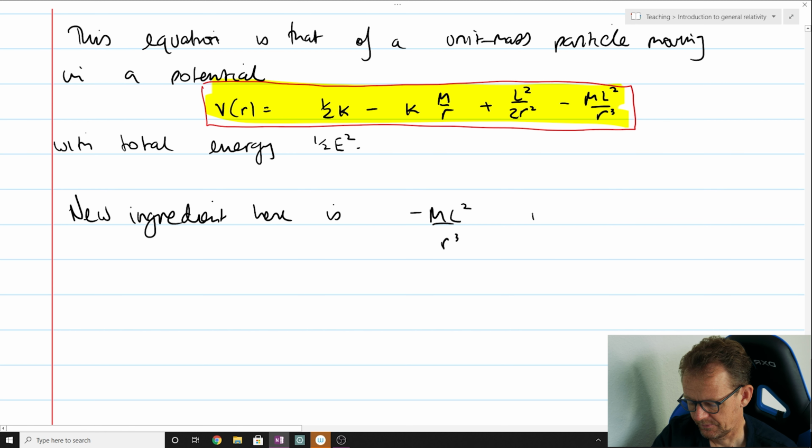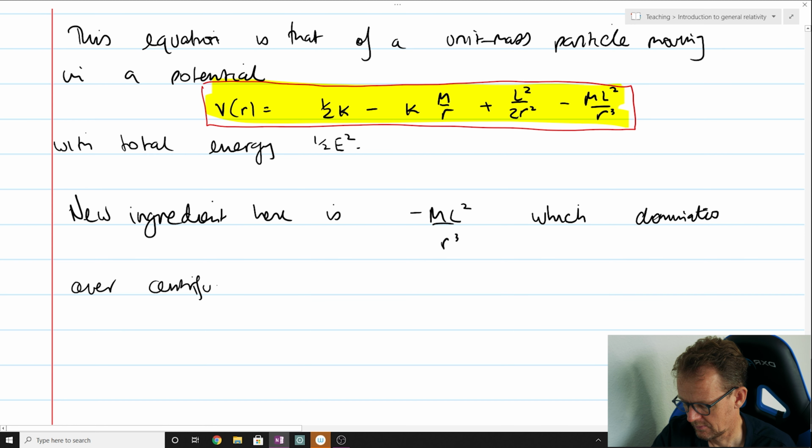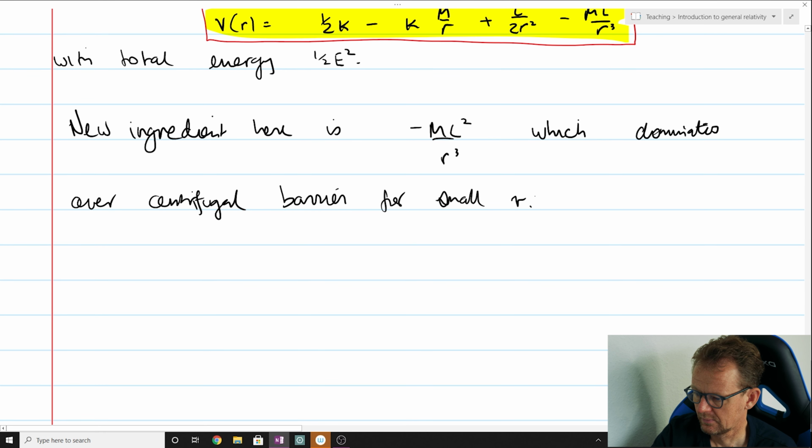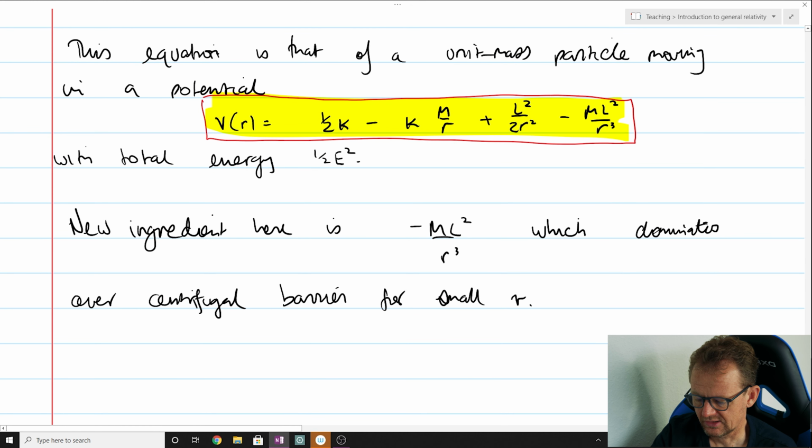And what does it do? Well, it doesn't do much when r is big, right? It's quite a small perturbation when r is large. In fact, it only plays a role when r is small. But when r is small, it has a massive effect, right? It dominates over the centrifugal barrier. And so you can already get a sense that we can expect some rather interesting behavior, as compared to the Newtonian setting.